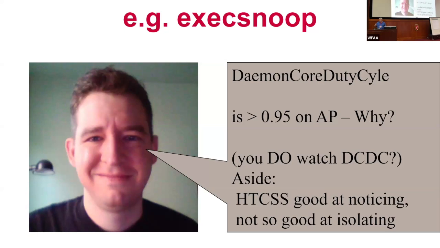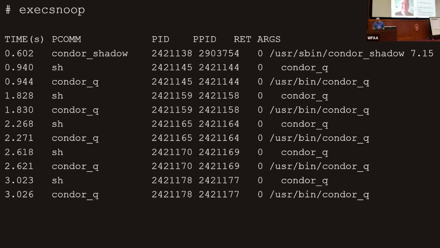Until Will showed up, we didn't have a good way to figure out what exactly was going on. So one day I successfully avoided Christina, but then Moat came into my office and said, daemon core duty cycle is high on one of our APs. What do we do? I said, no. And so I ran execsnoop, and I got this output. Does anyone notice anything here?